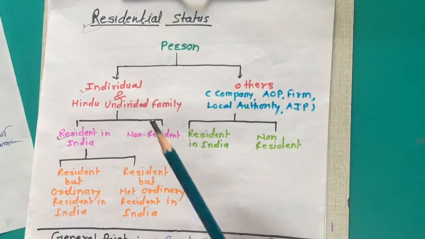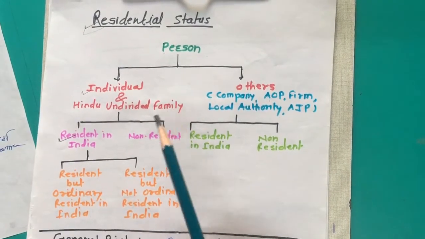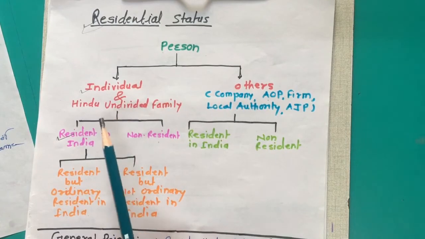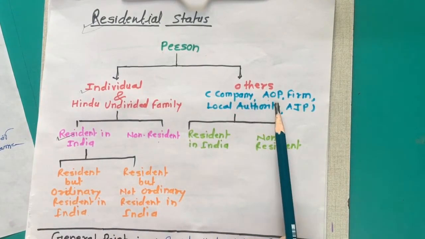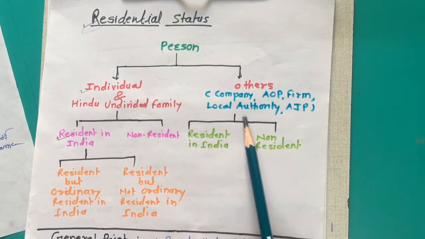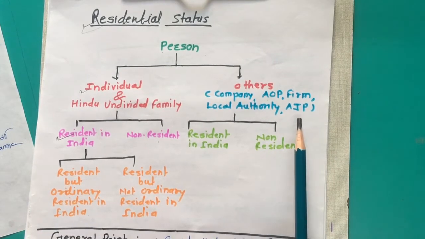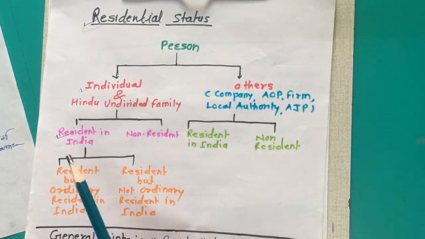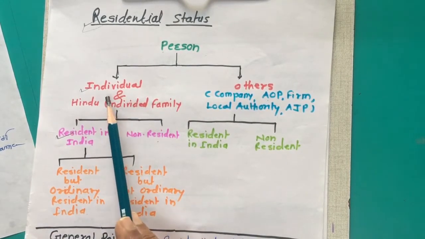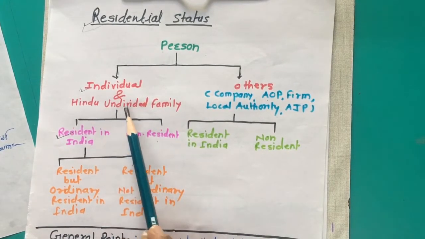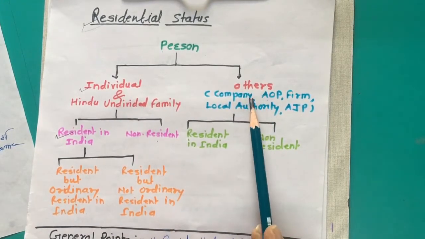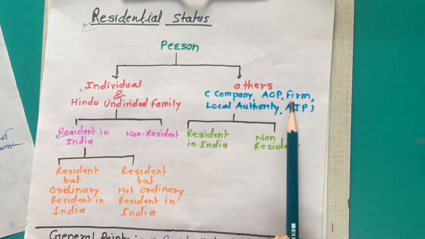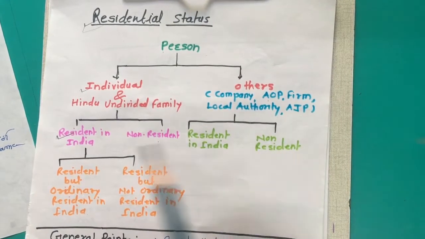of a person. Person includes individual, HUF, company, AOP, firm, local authority and artificial juridical person. For the residential status, persons may be classified first as individual and HUF, and second as others. Others include company, AOP, firm, local authority and artificial juridical person.